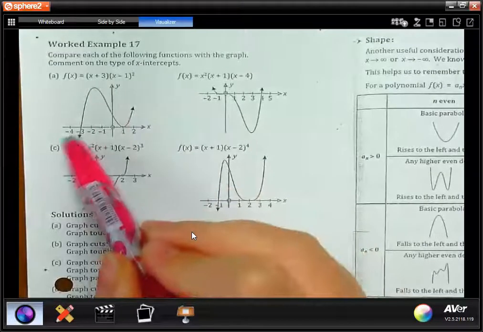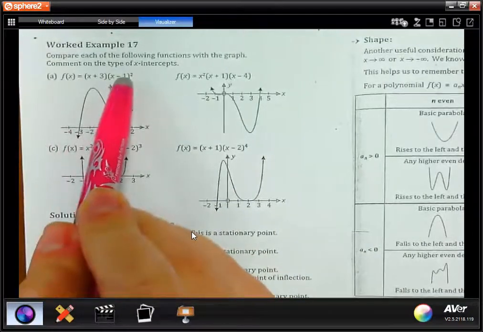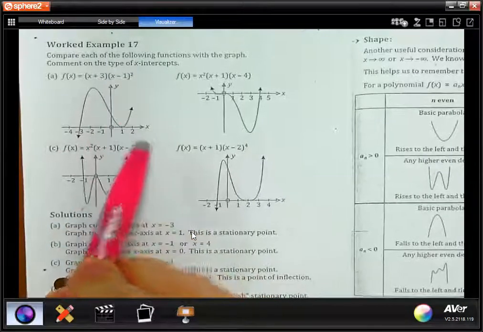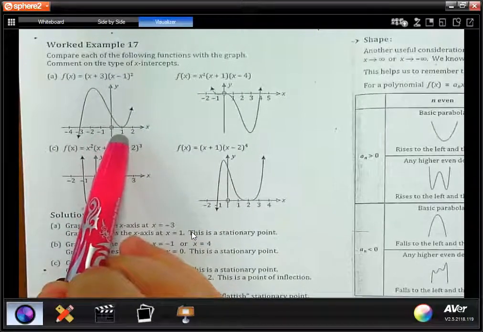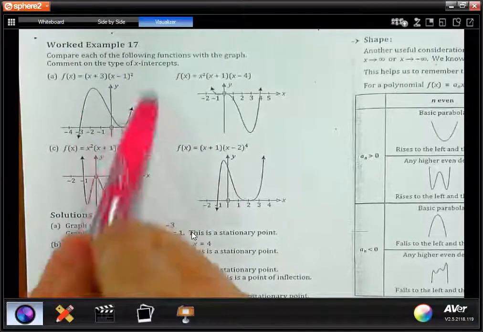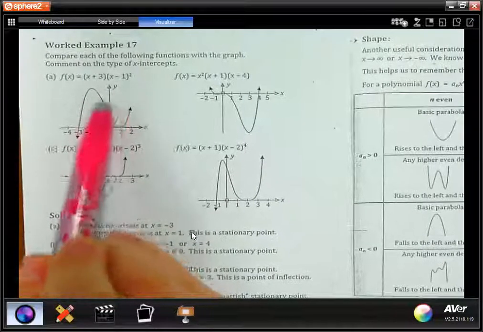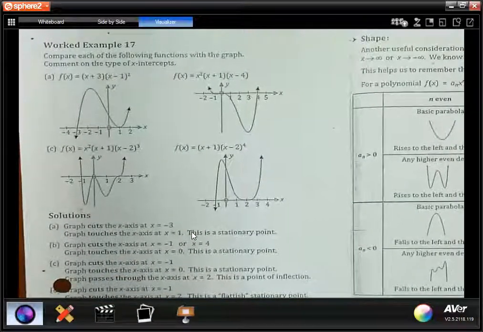Is that happening? Yes. Okay, so we could draw this one quite easily. We have an x-intercept of -3, which we're getting from that bracket, and an x-intercept and a turning point from this bracket of x equals 1. Because it's a double x-intercept, it will also be a turning point as well. And the point of inflection will be here somewhere if they were asking for it. In this case, they're just asking us to comment on the x-intercepts.